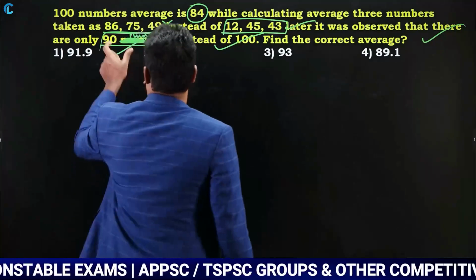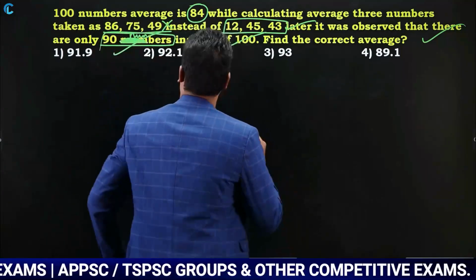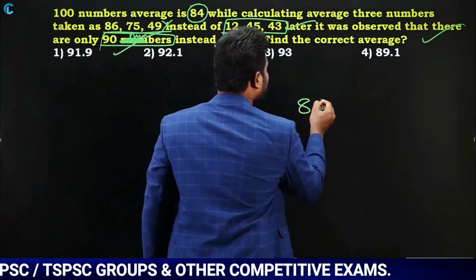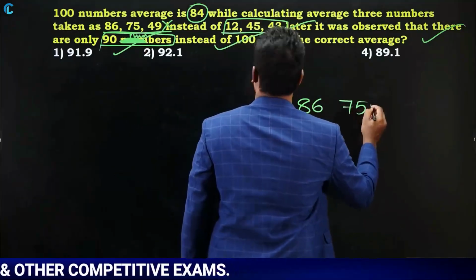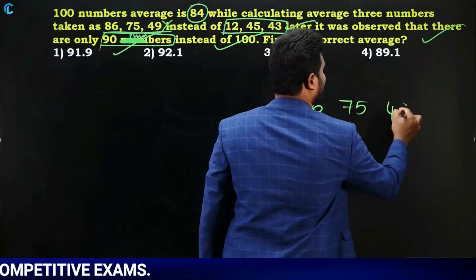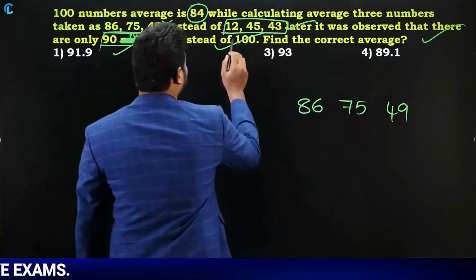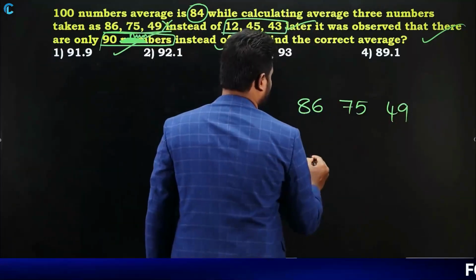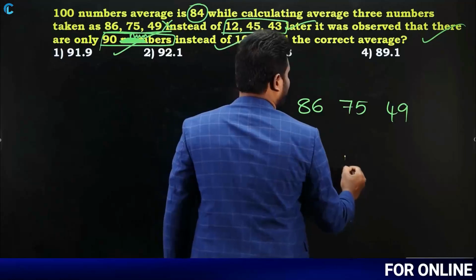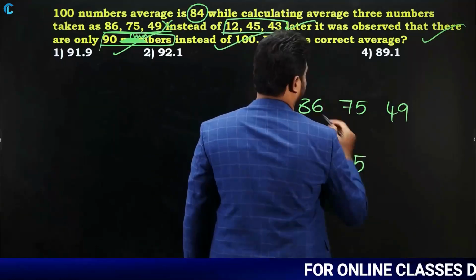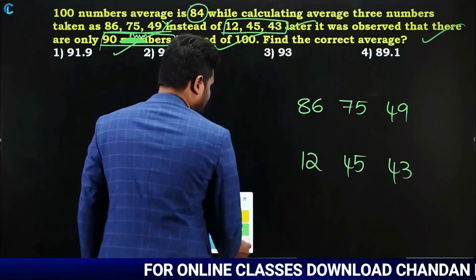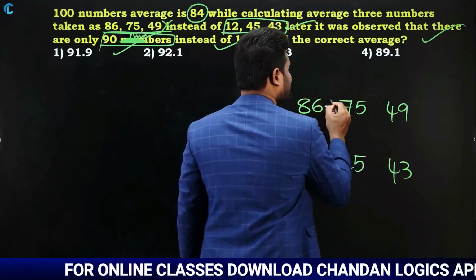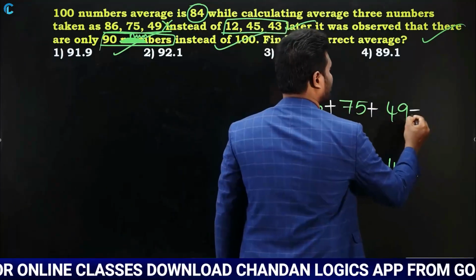Let us calculate. Now what are the wrong values? Wrong values are 86, 75, and 49. And what are the correct values? Correct values are 12, 45, and 43. Now add these numbers. Add 86 plus 75 plus 49.